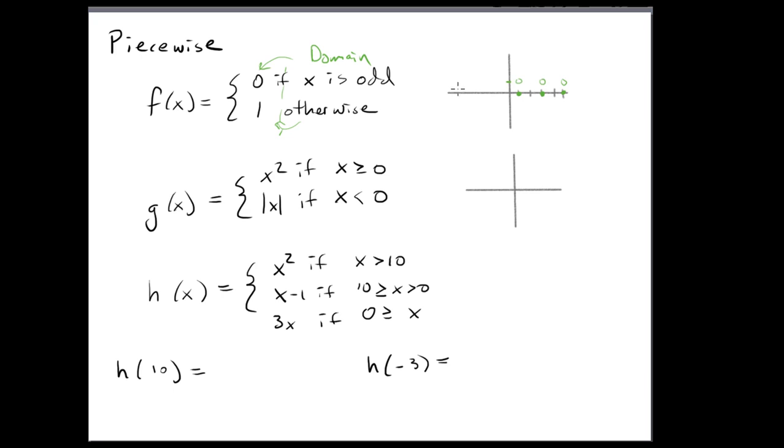So what does this look like? It looks like that. Something like that. Interesting. g of x is equal to x squared if x is greater than or equal to 0. So over here in positive land, it's x squared.